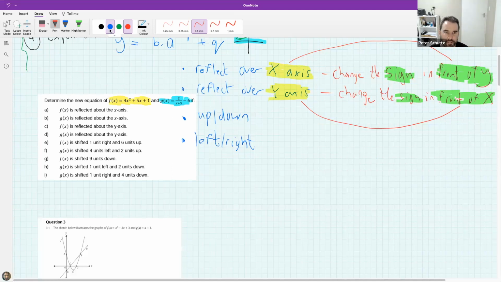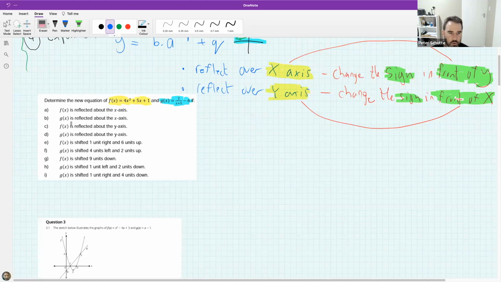Now, if you want to move up or down, all you need to do is add or subtract the amount you want to move up or down from the y coordinate or the y value. But let me leave that for now. Let's go to that second. Let's do this one first.